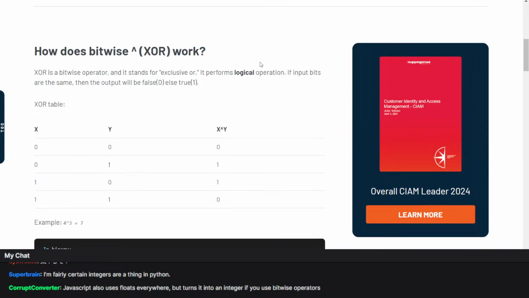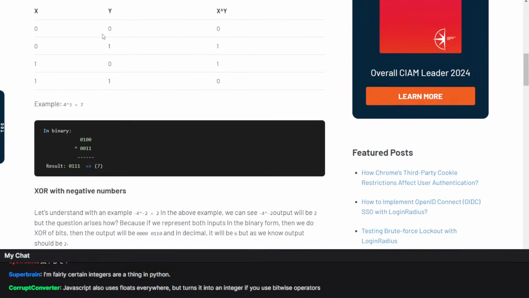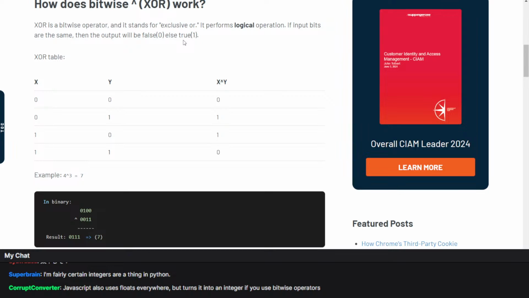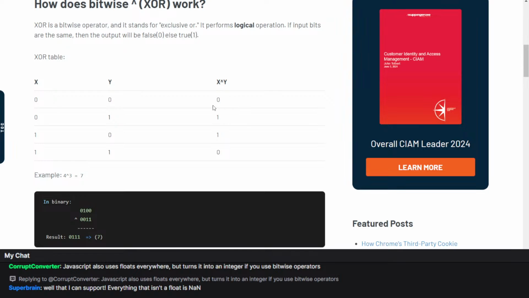I don't even remember learning about this ever. Bitwise operators. 0, 0. Wait. And then the output will be, oh, if they're the same, this is false. Wait, why would this be, wouldn't this need to be true? Chat says everything that isn't a float is NaN.